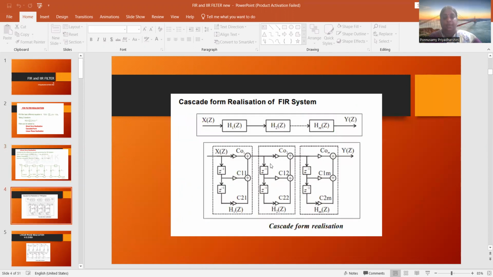And the next is going to be the cascaded form. The cascaded form is nothing but a series form, and it will be divided into different structures, that is H1 of z, H2 of z, and Hm of z. So like that, it can be moved up to the different stages, and each will be realized separately. So H1 of z is realized and H2 of z separately, and so on till Hm of z, and then they are connected together. It is called the cascaded form.